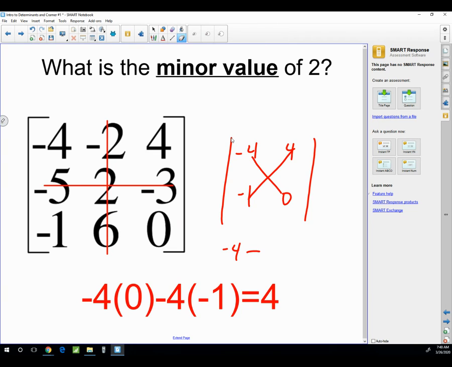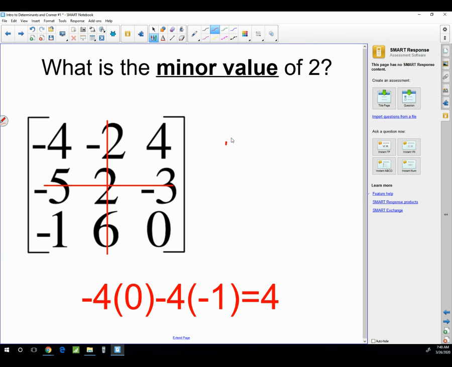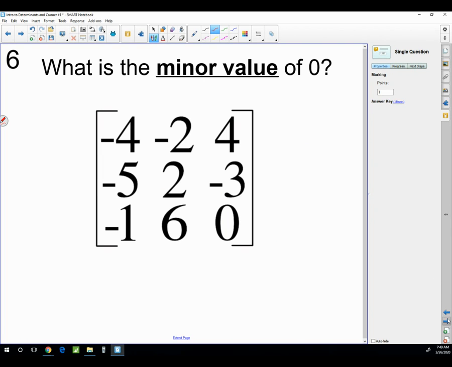Whoops. I would start over, but I ain't. Let me start this problem over real quick. -4, 4, -1, 0. That product is 0 minus this product, -4 is +4. Okay, see if you can find the minor value of 0.